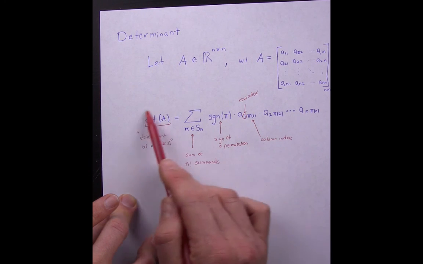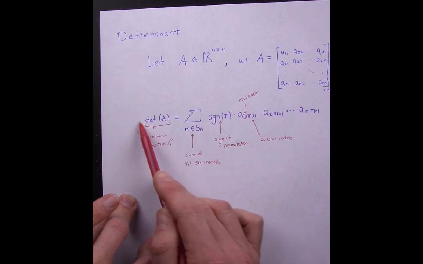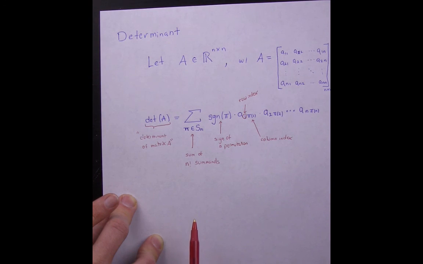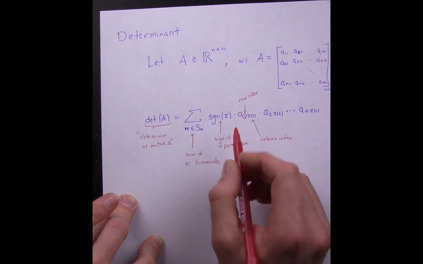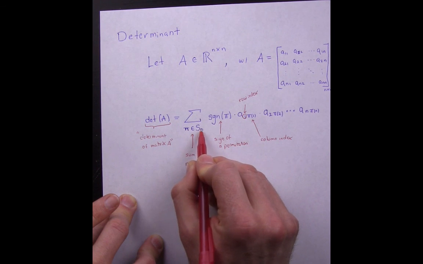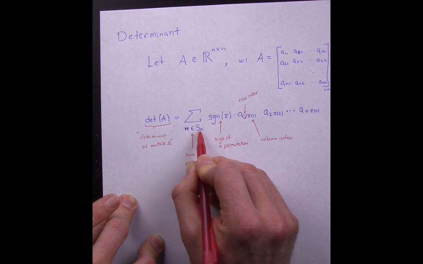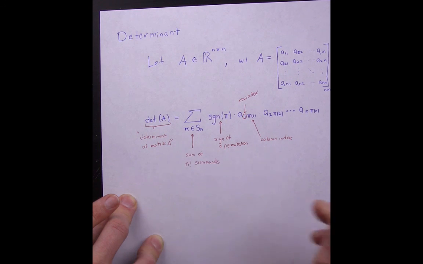In order to understand this definition of the determinant, we're going to evaluate this for S2, the symmetric group on 2 elements, and also S3, the symmetric group on 3 elements. So we will define both permutations for a 2 by 2 and 3 by 3 matrix.